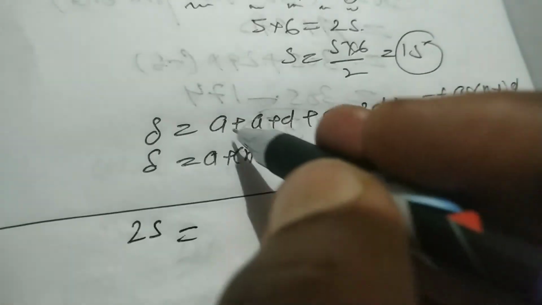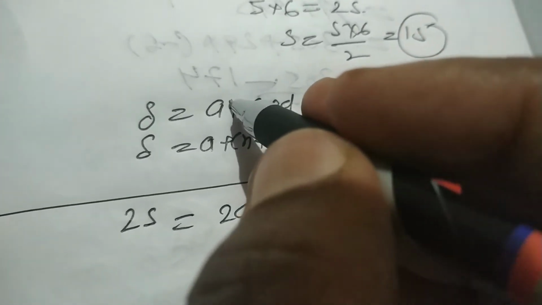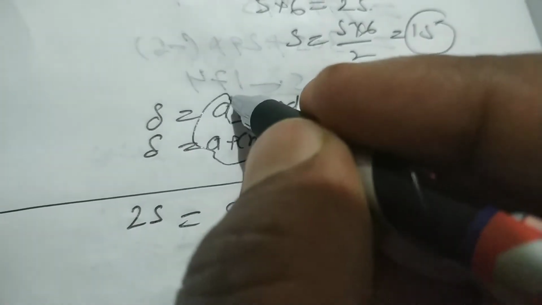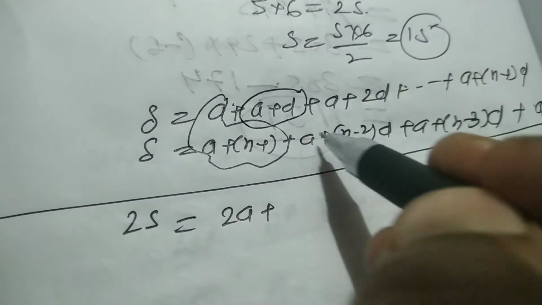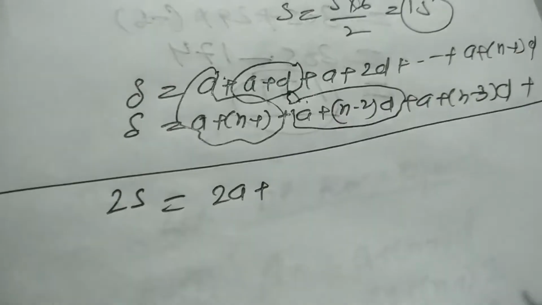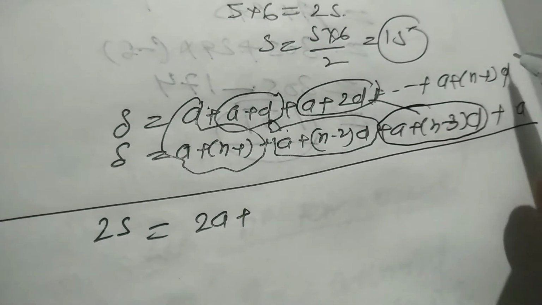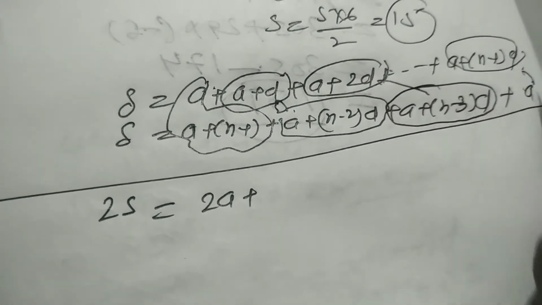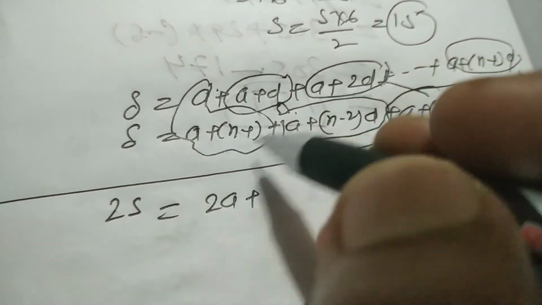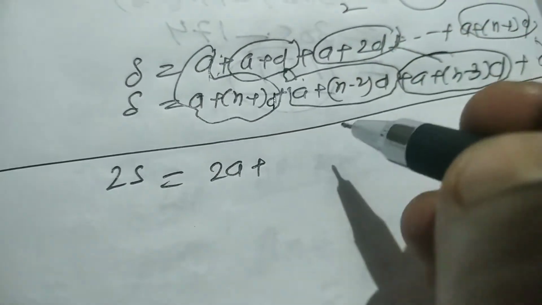Adding S plus S, we get 2S. This is the first term, and this is the second term. If we add these, the first pair gives a plus a, 2a, plus (n minus 1) into d. Similarly the second term and the third term, and so on until the last term.